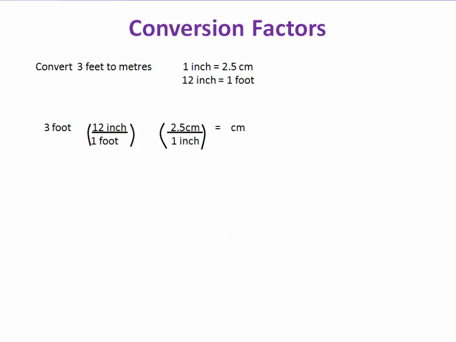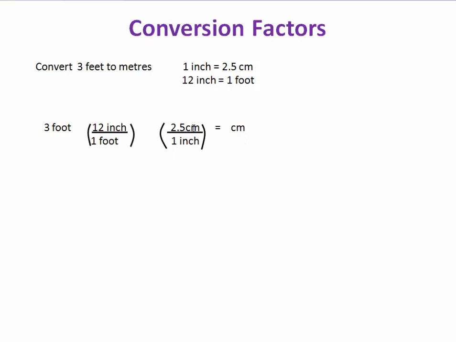Converting 3 feet into meters, or 3 foot into meters. Again, 2 conversion factors. 1 inch is roughly 2.5 centimeters. 12 inches in 1 foot. First of all, convert the meters into feet. Convert the feet into inches. So this is the first conversion factor, foot on the bottom to go to inches. And then we've got inches to centimeters because we want the answer in centimeters or meters.